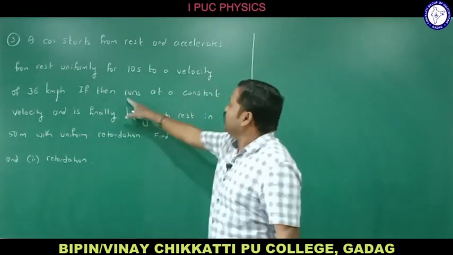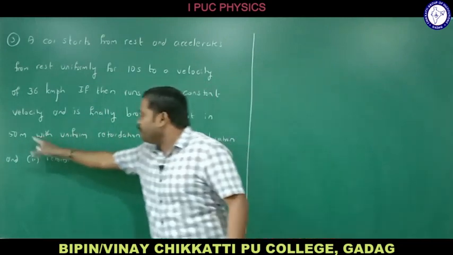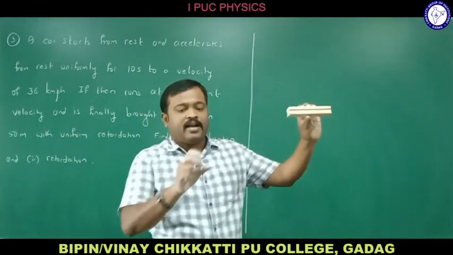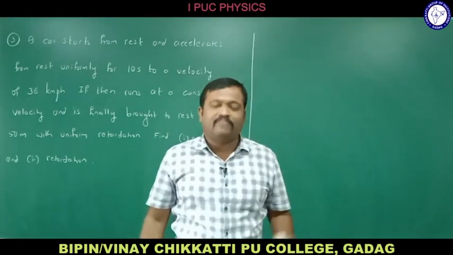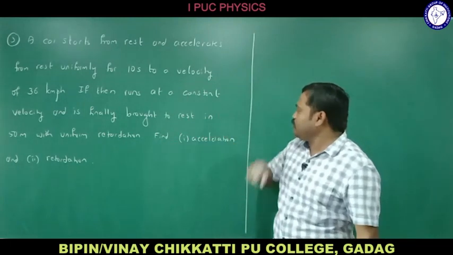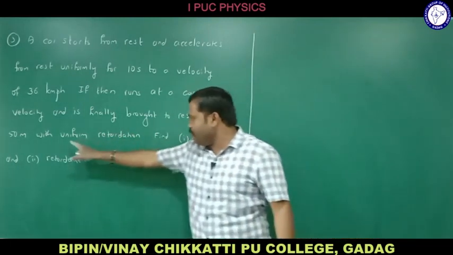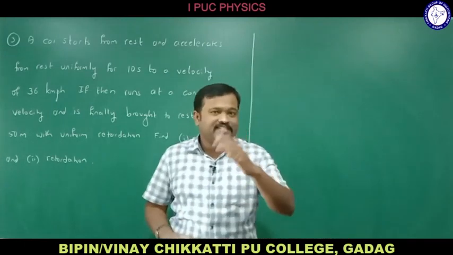Then what happens? It then runs at a constant velocity and is finally brought to rest in 50 meters, right? When it is moving and after it is deaccelerated, right? Retardation. So it comes to rest after moving for 50 meters, right? When retardation is given and finally brought to rest in 50 meters with uniform retardation, find acceleration and retardation. Okay, this is the third case, right?